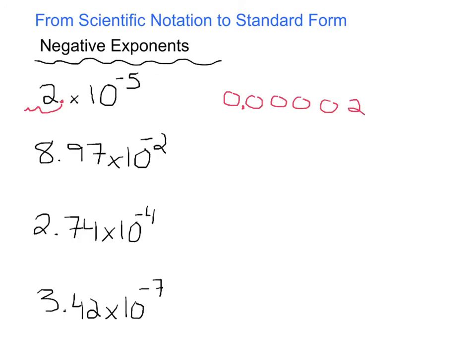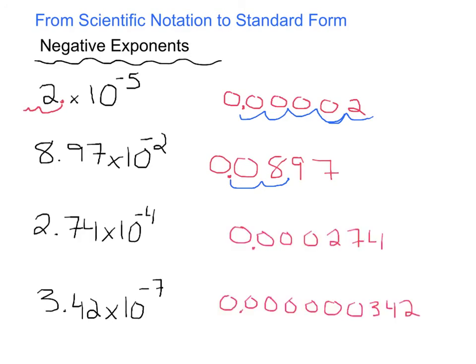And then you can check your answer: 1, 2, 3, 4, and 5. It was moved 5 times. For the next one, the exponent is negative 2, so 2 zeros, decimal in between the first 2, and then 8, 9, 7. Let's see, the decimal was between the 8 and the 9, moved it 2 times to the left. So this one is pretty easy. Why don't you try the next 2 on your own? You should get 0.000274. And then you should have 7 zeros, so 0.000000342.